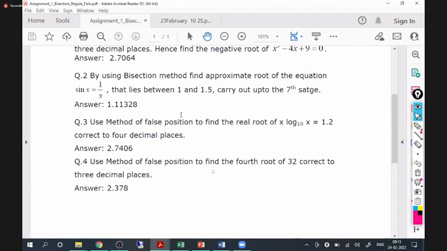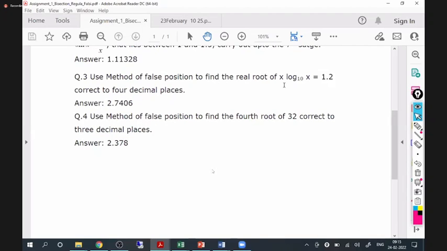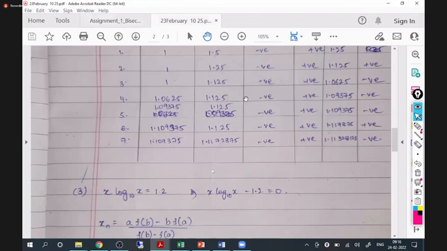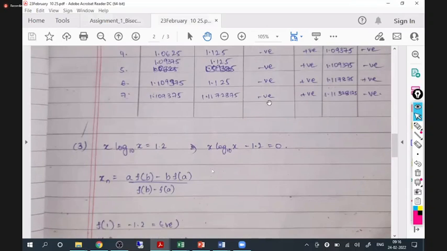So come to question number 3 then. Use the false position method to find a real root of this equation. I think we did this question in the class, is it? We already did this question in the class, and that is correct to 4 decimal places. So f(x) is x log x minus 1.2. We did this question by the Newton-Raphson method actually, but here this question is by the false position method. So for the false position method, let me see how it is completed. So x log x minus 1.2. So x is a f(b) minus b f(a) upon f(b) minus f(a).